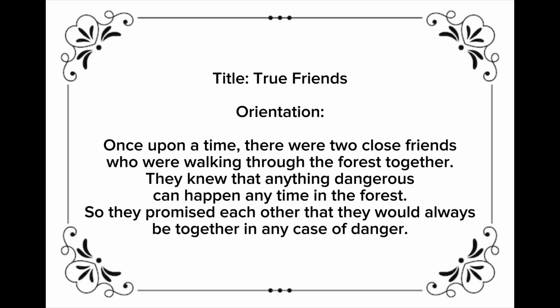This is an example of narrative text. Title: True Friends. Orientation. Once upon a time, there were two close friends who were walking through the forest together. They knew that anything dangerous can happen anytime in the forest, so they promised each other that they would always be together in any case of danger.